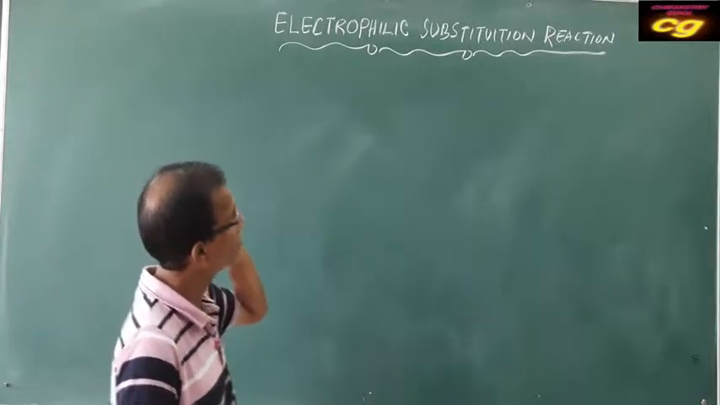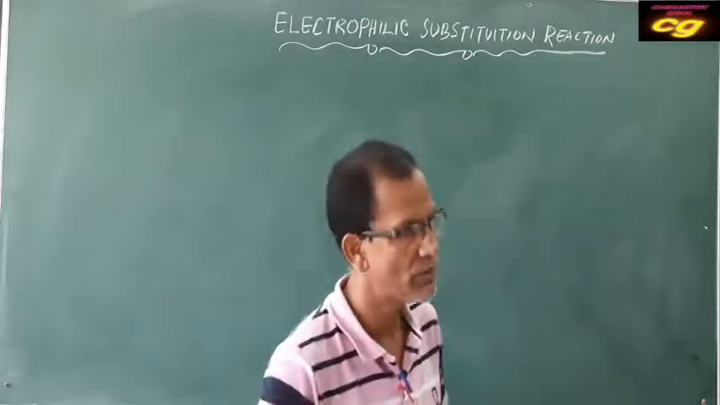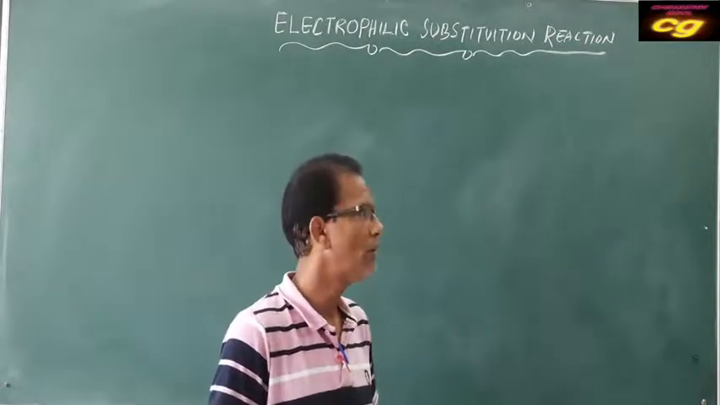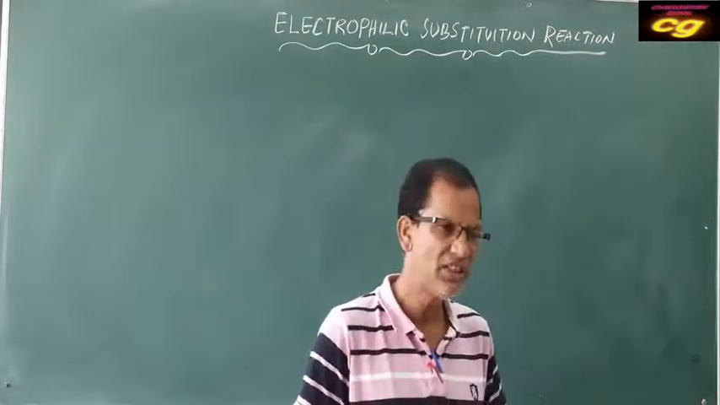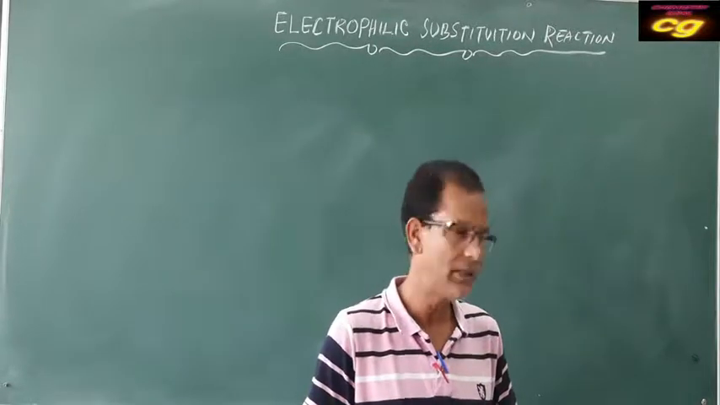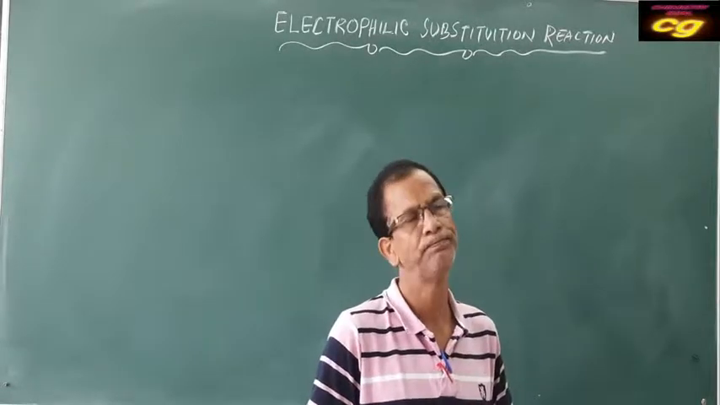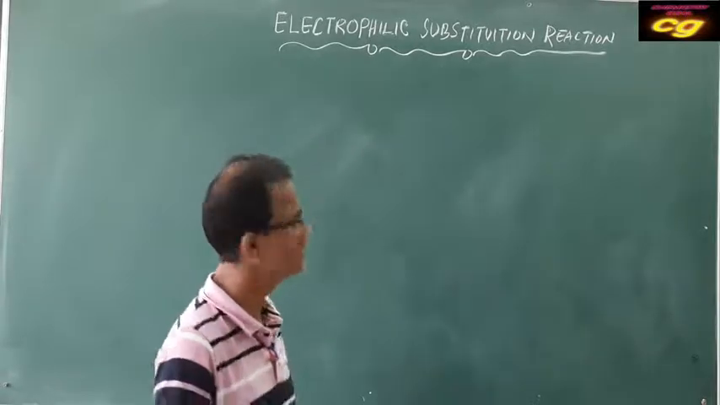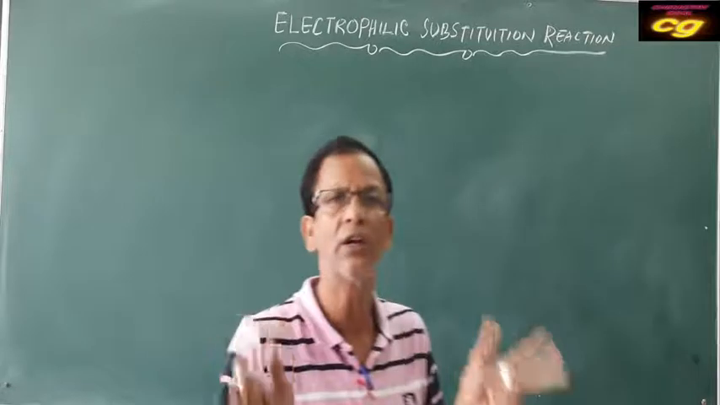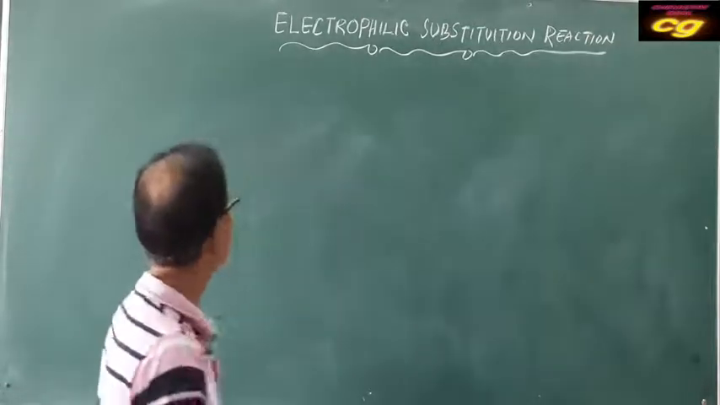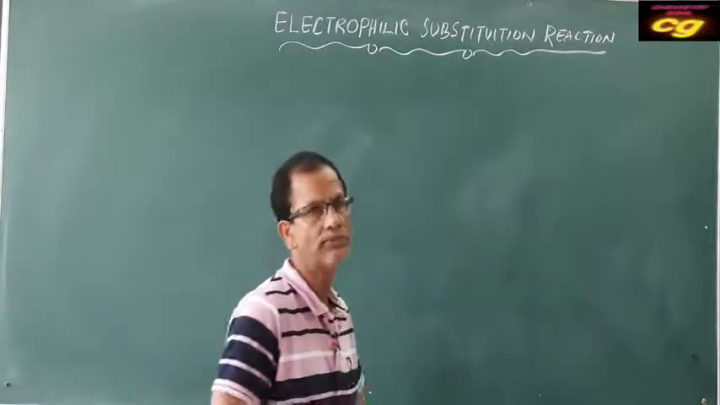Electrophilic substitution reaction is generally observed in aromatic compounds because aromatic compounds have a pi electron cloud, and the pi electron cloud is easily attracted by the electrophile, because electrophiles are electron deficient species. That's why they are easily attracted towards the benzene ring, which has a pi electron cloud. So what is the mechanism of electrophilic substitution?